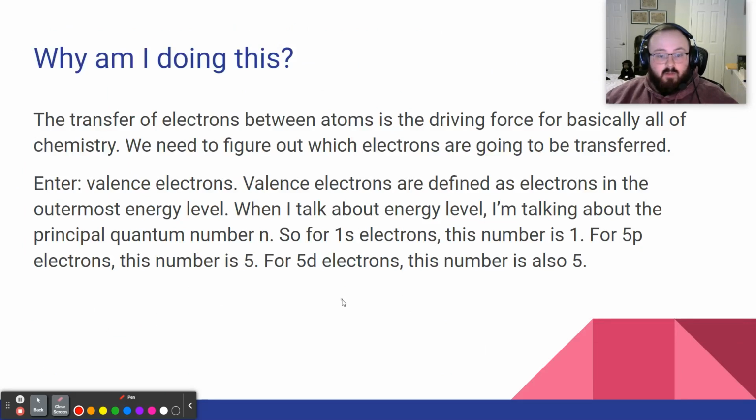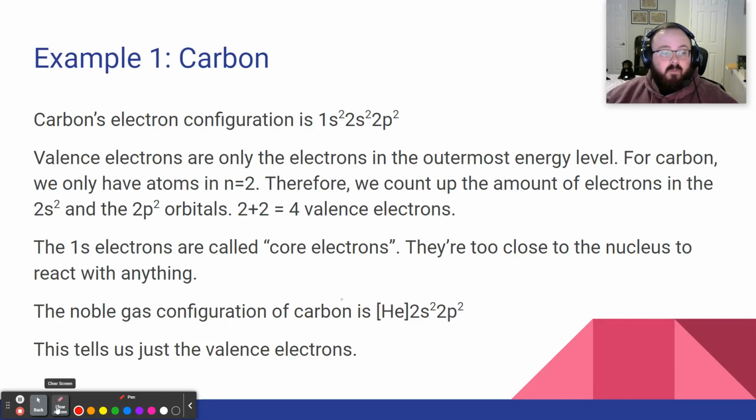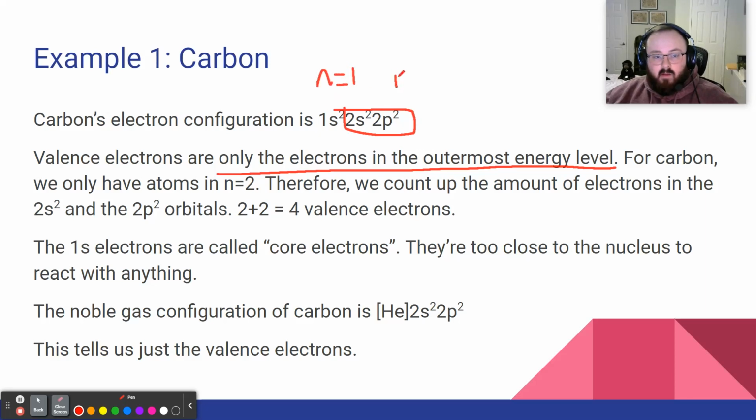So let me show you what I mean by that. Here's an example. Carbon. Here is our electron configuration of carbon. Again, valence electrons are only the electrons in the outermost energy level. Carbon has electrons in n equals 1 and n equals 2. The outermost is only n equals 2. N equals 1 is on the inside. They're called core electrons, and they're not going to do anything. They are going to stick there. They are locked in. They're not moving anywhere.